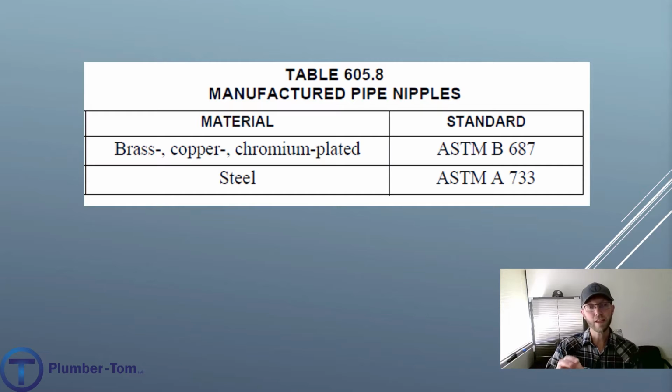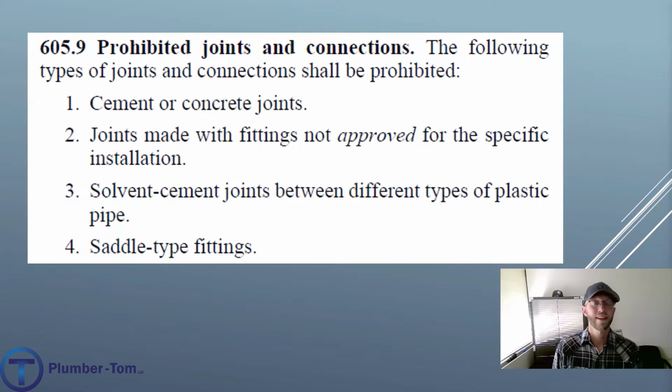And when it comes to manufactured pipe nipples, 605.8 gives us a table that gives us standards for those. There are a few connections that are absolutely prohibited by code. This is 605.9. It says the following are not allowed: cement or concrete joints, not to be used with water pipe; joints made with fittings not approved for the specific installation; solvent cement joints between different types of plastic pipes, so you're not going to use the wrong glue for this or that type of plastic, or mix different types of plastics, fittings, and pipe.